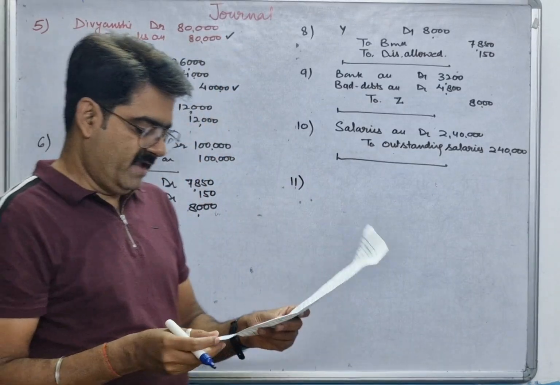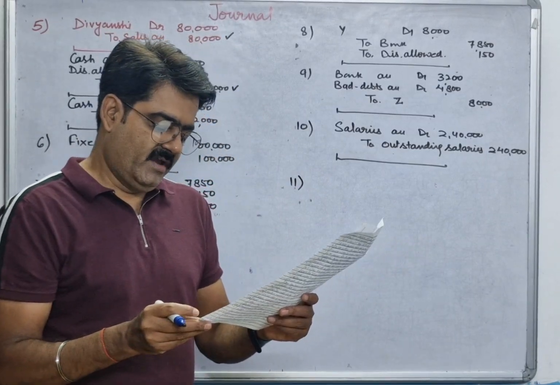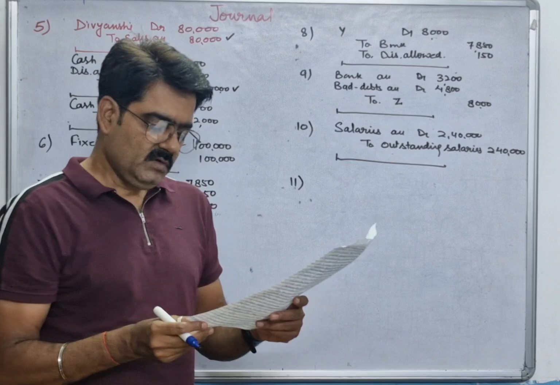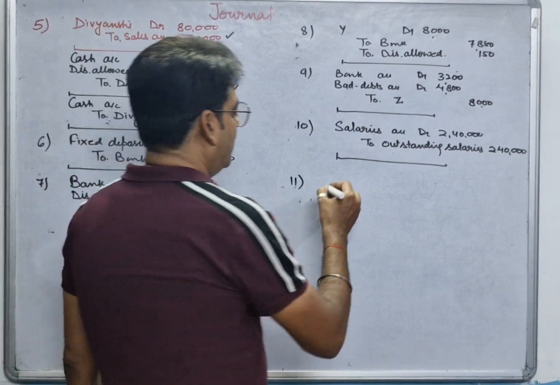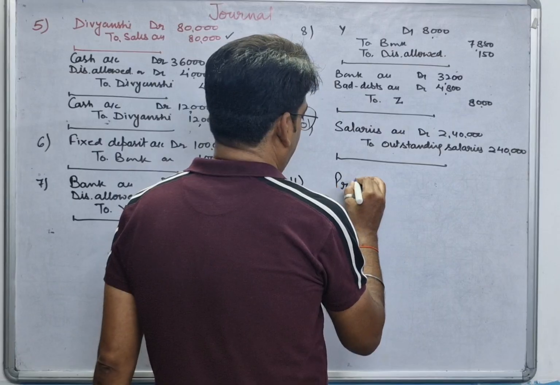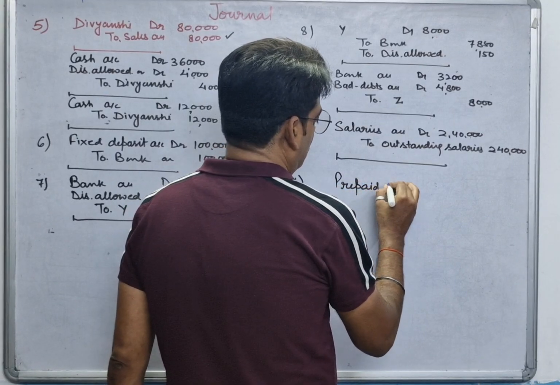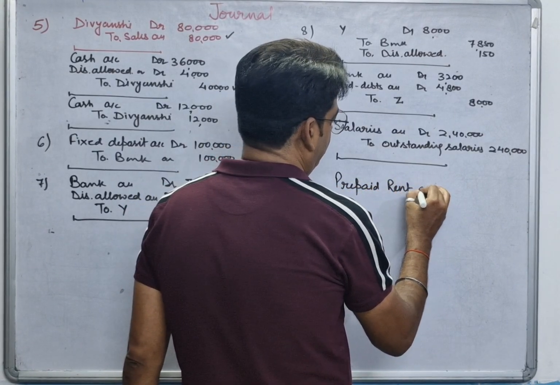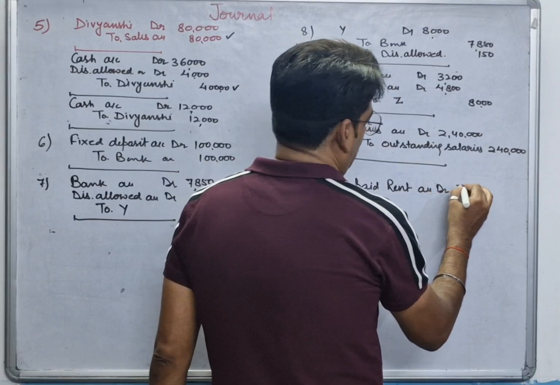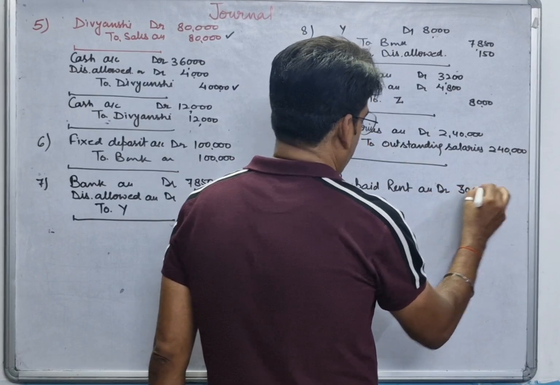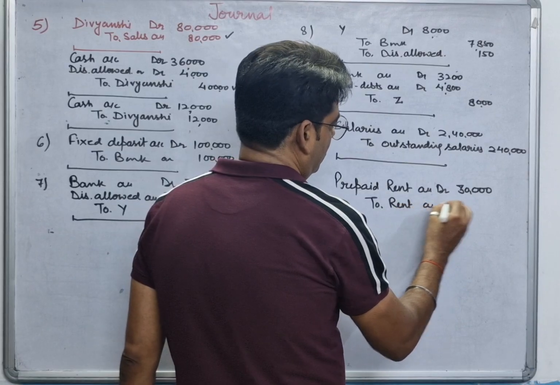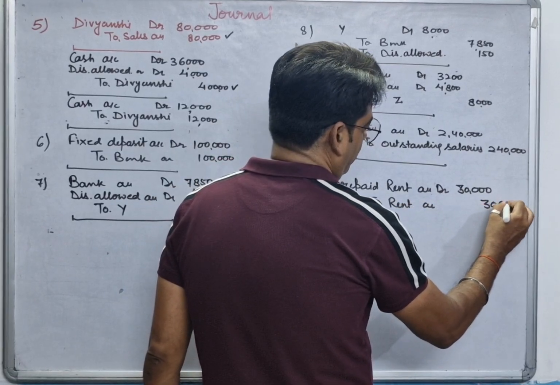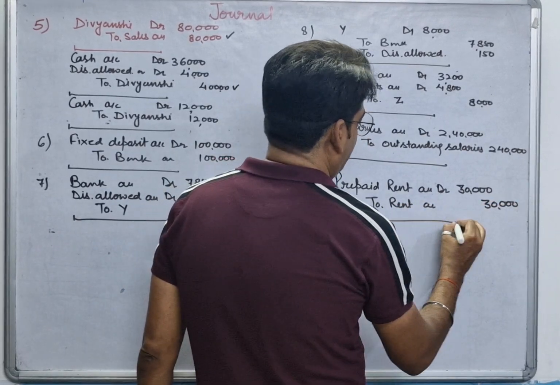Okay. Next is, out of the rent paid this year, rupees 30,000 is related to next year. This is your prepaid rent. Prepaid rent once again is your asset. Prepaid rent account debit 30,000, and the value of rent will be reduced by us, to rent account 30,000. This is one of the adjustment entries.